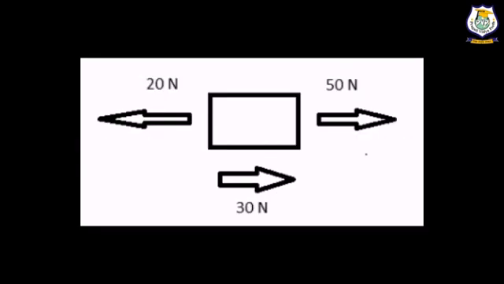Now we will take another example. If the two forces are acting in different directions or in the opposite direction, that is 20 Newton and 50 Newton, what will be the resultant force, students? The resultant force will be the difference between the two forces. That means it will be 30 Newton. 50 Newton minus 20 Newton equals 30 Newton.